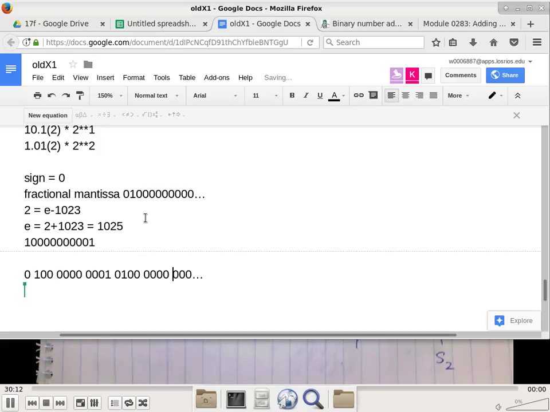And we break it up in groups of 4. There will be 13 groups of 4, because 52 divided by 4 is 13. That's right.